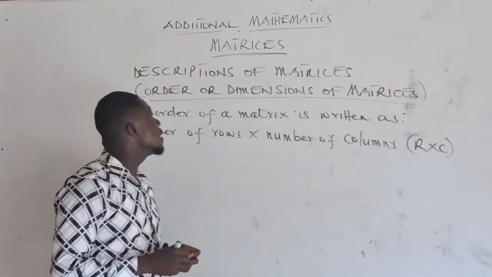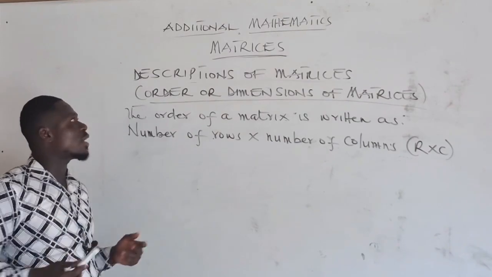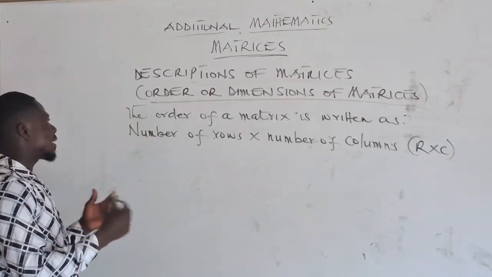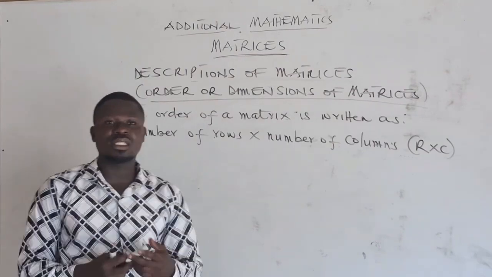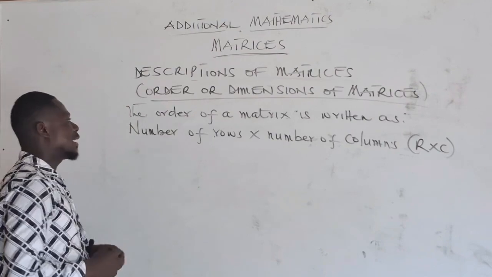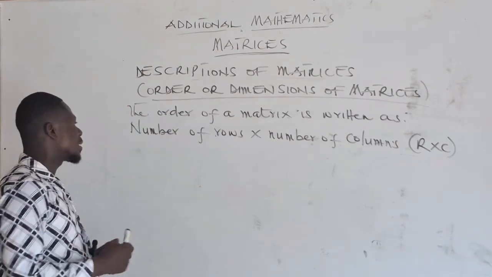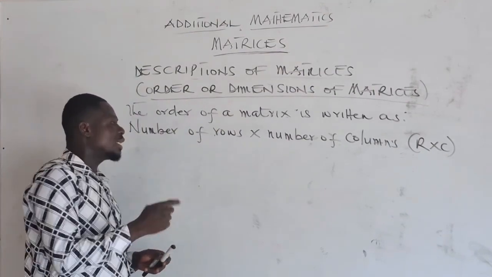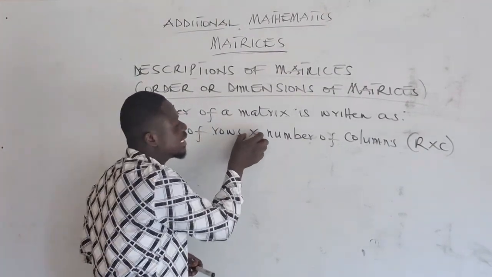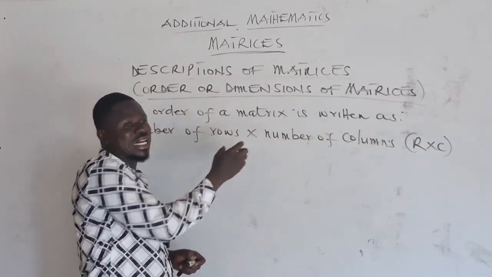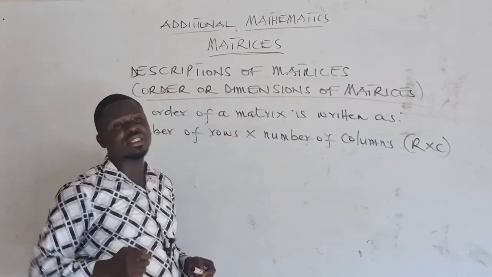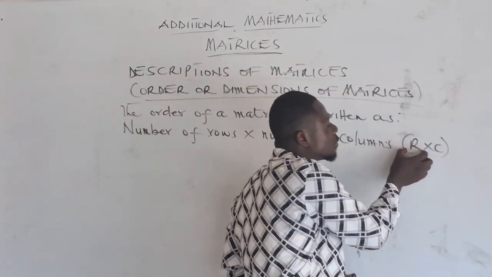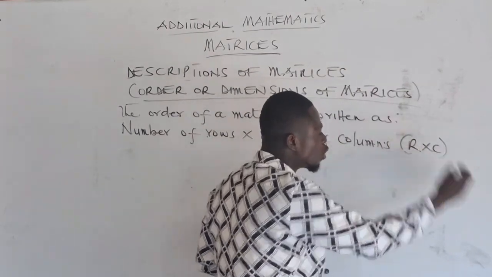Now let's look at how matrices are described. Descriptions of matrices, that is the order or dimensions of matrices. The order of a matrix is written as number of rows by number of columns. Actually, it is number of rows and number of columns, so the 'and' has been represented by the multiplication sign. So number of rows by number of columns, that is R by C, rows by columns.